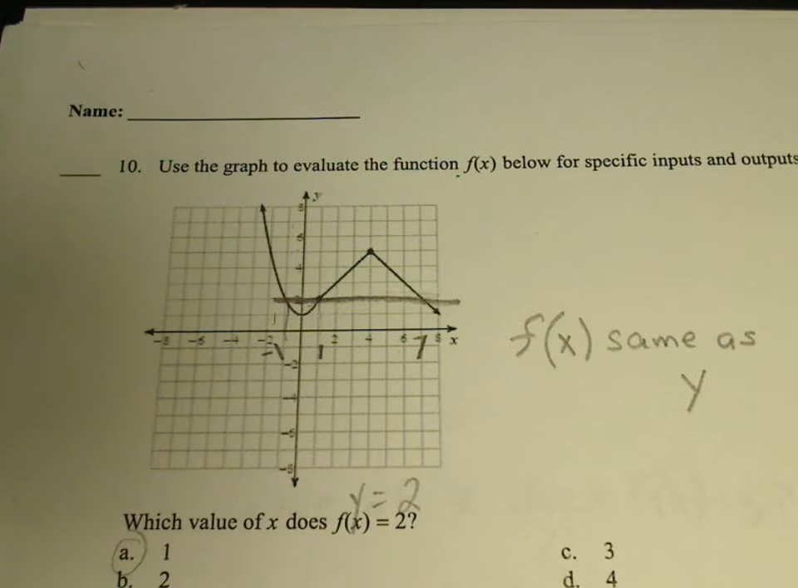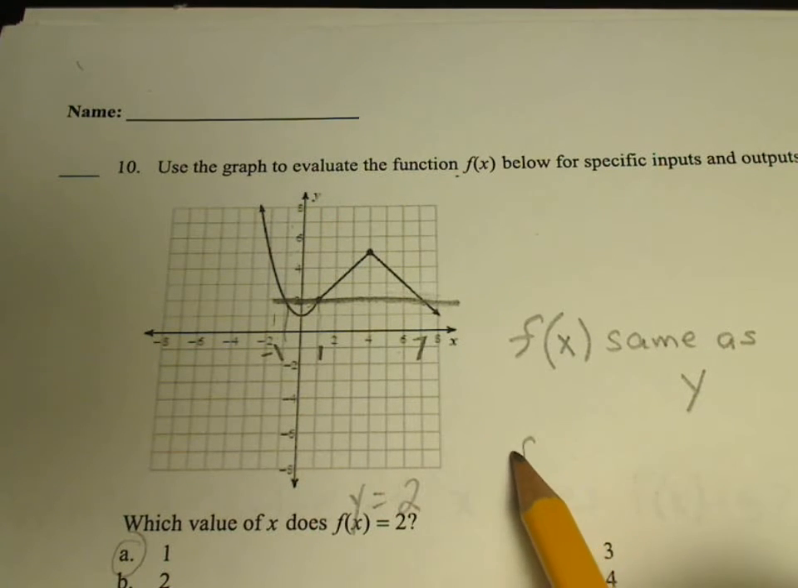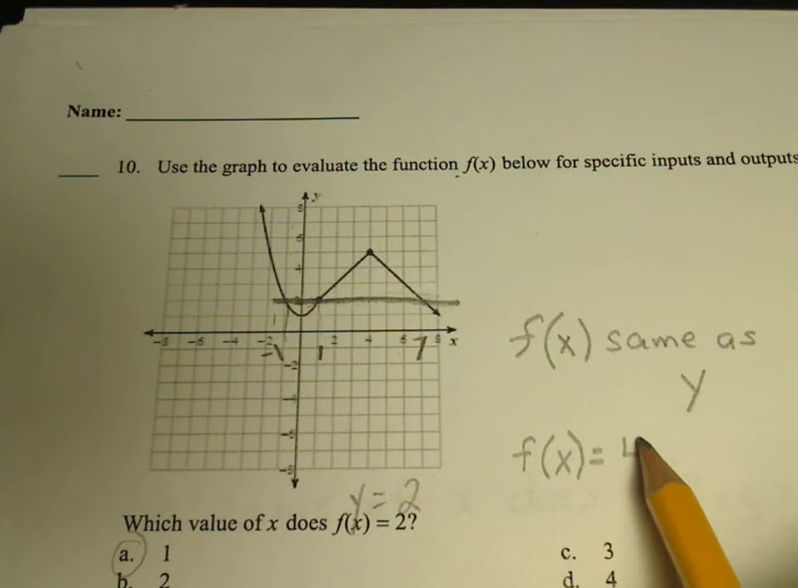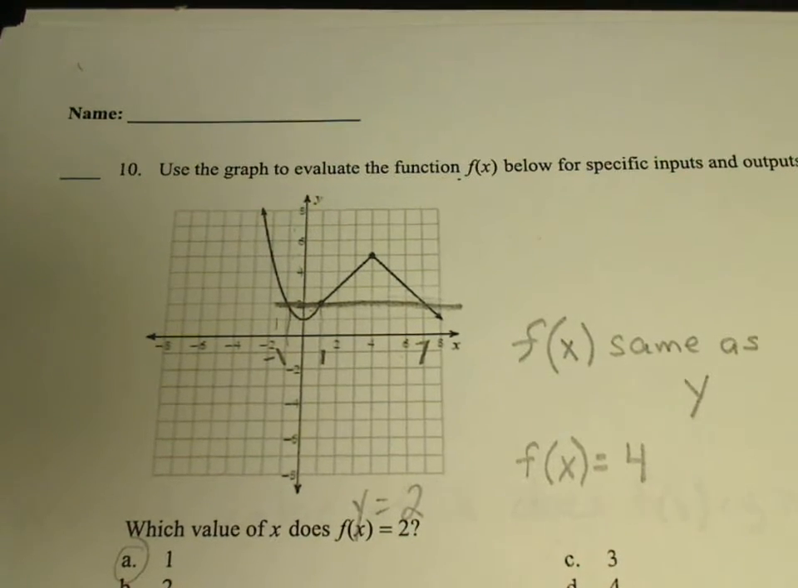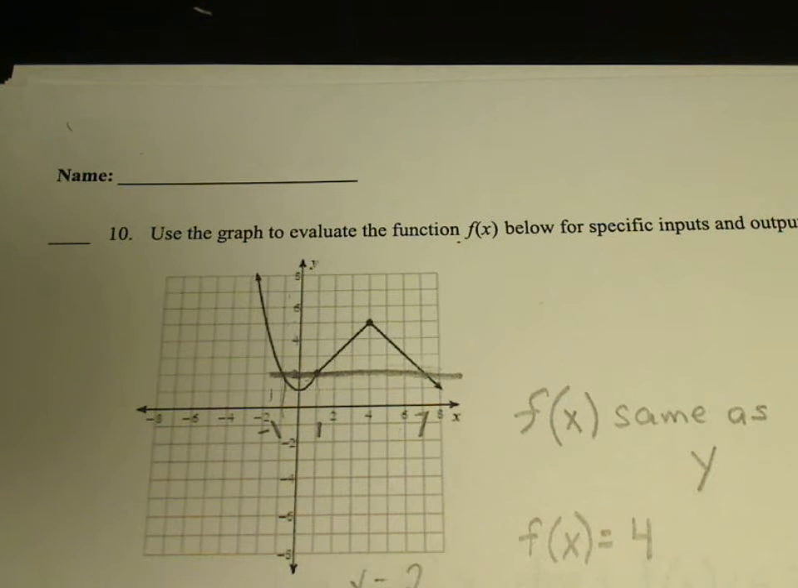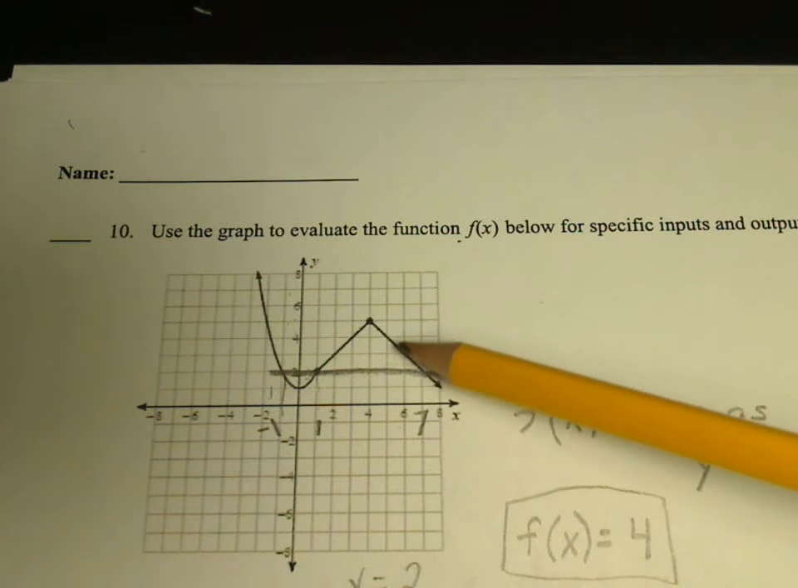Well, let's say that it asked me this same thing, except it wanted to know if f of x is equal to 4. What could be some of my possible x answers if f of x is equal to 4? What could some of my y values be on this line?